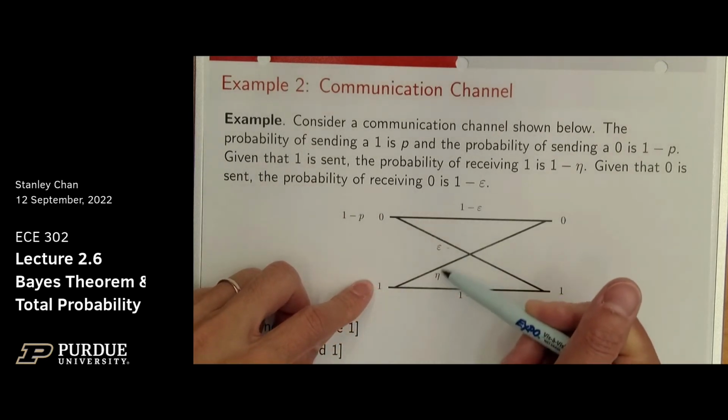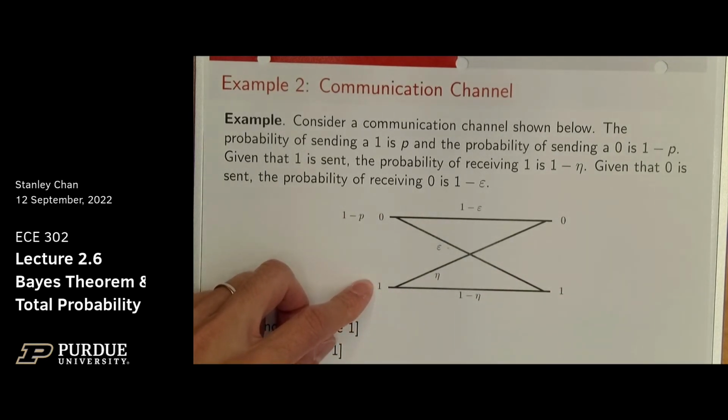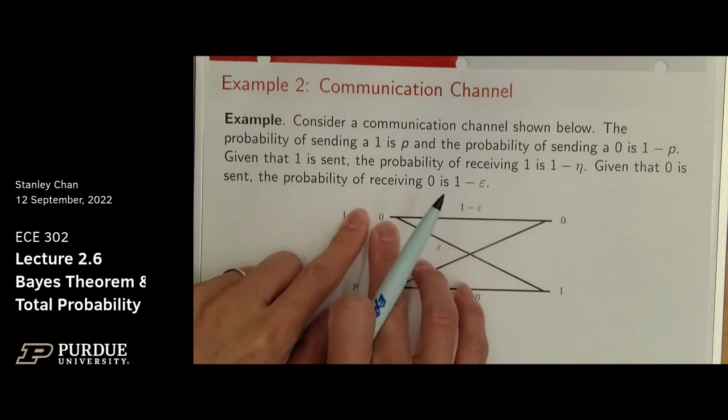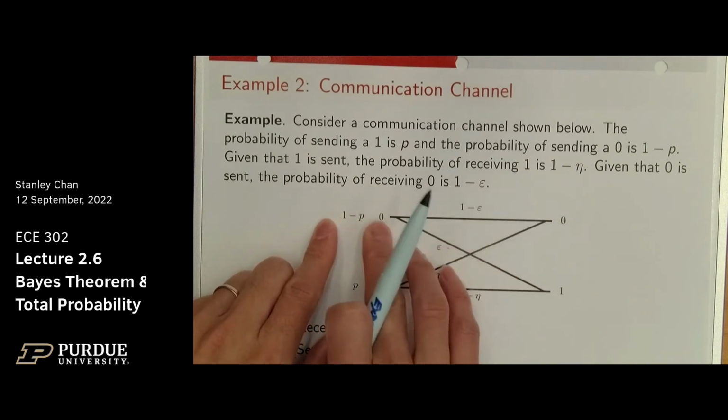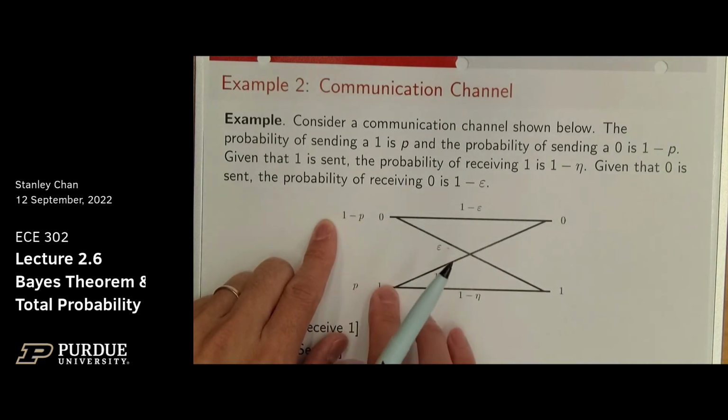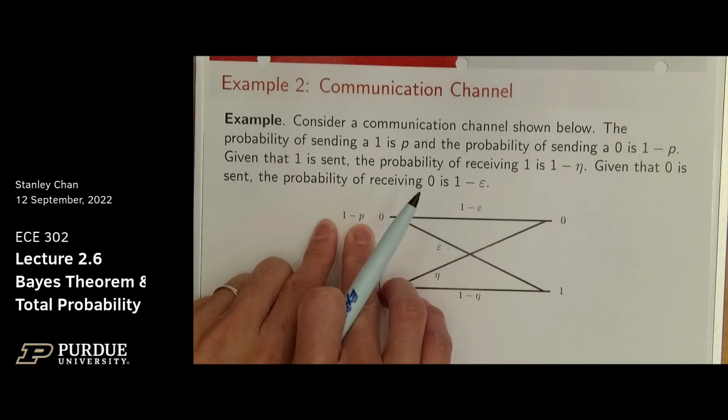These two numbers, epsilon and eta, they're very small. Otherwise you have a really bad communication channel. So these numbers are small. If you send a 1, there's a good chance that you'll get a 1. You send a 0, there's a good chance to get a 0. There's a probability of getting a 1. There's a probability of getting a 0. Depends on your message.